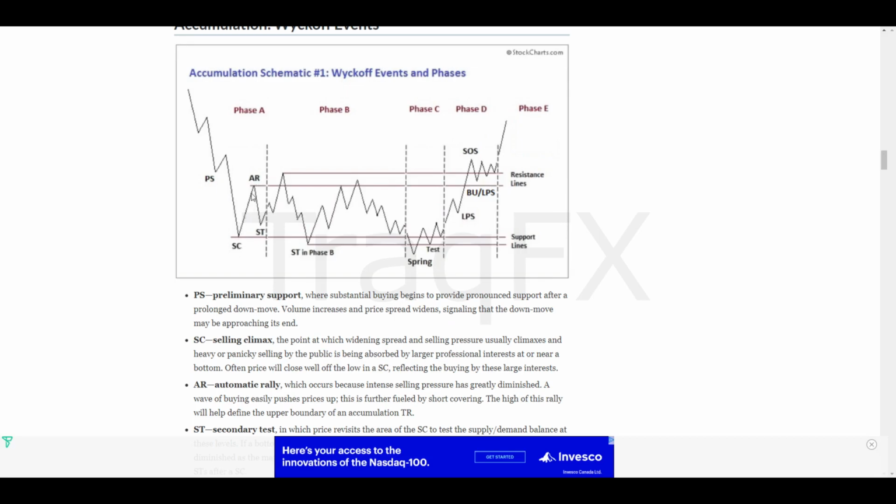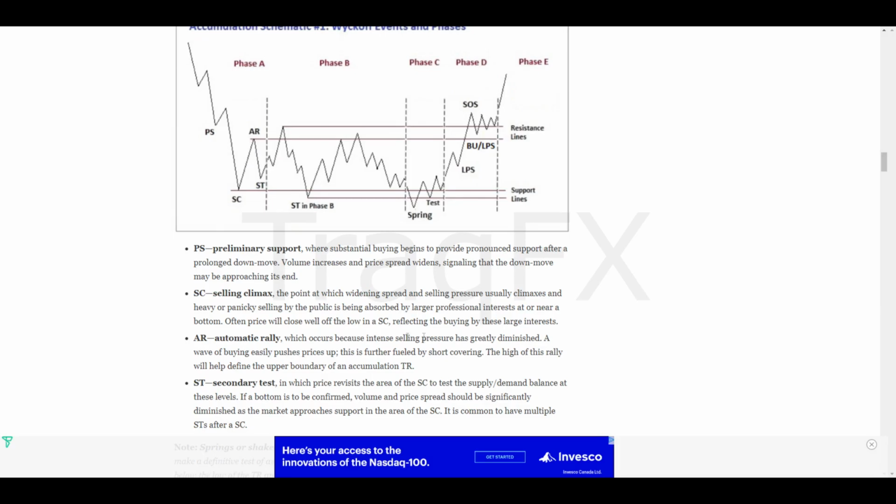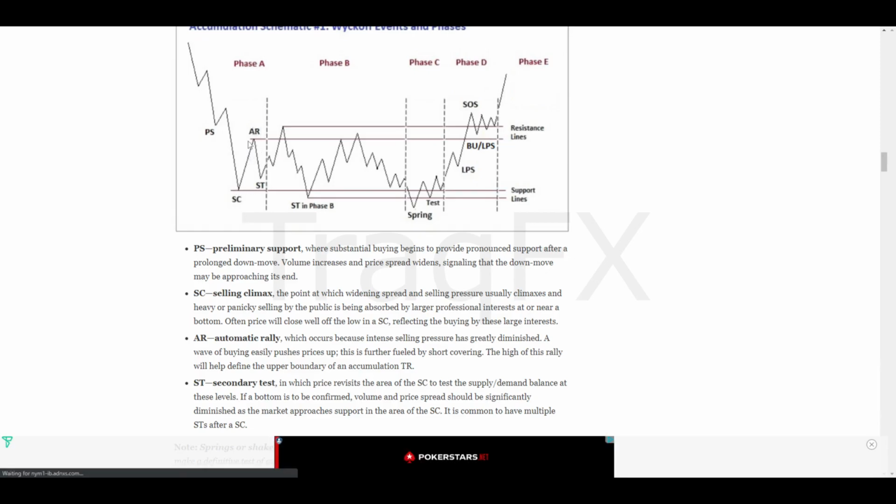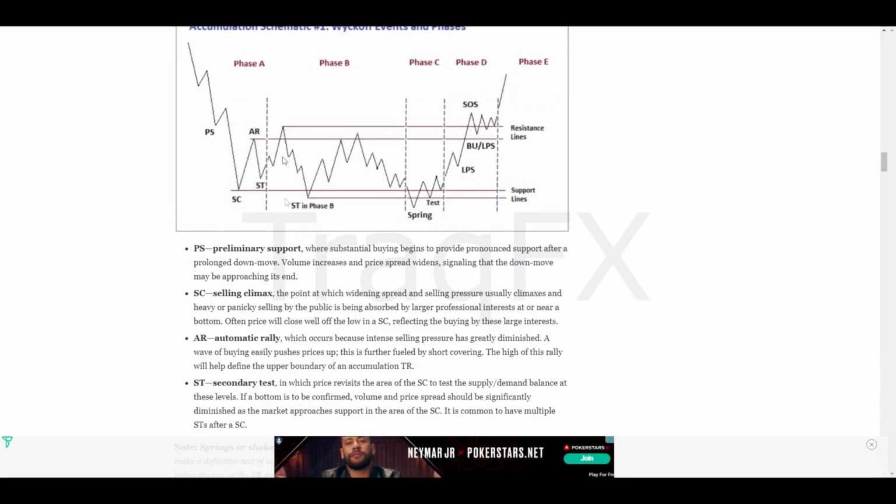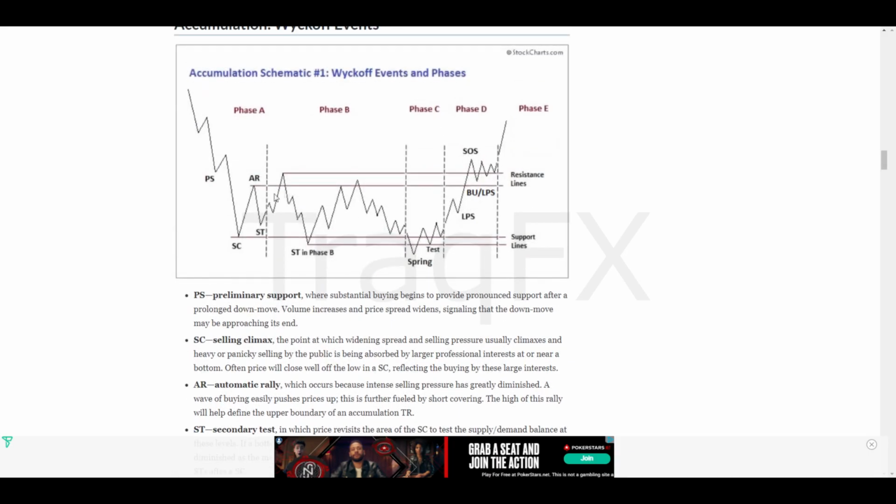So right after the selling climax, what you're going to see is an automatic rally. The automatic rally is basically an immense amount of buying pressure, and they make a rally towards the PS, which occurs because intense selling pressure has greatly diminished, meaning it's gone. A wave of buying easily pushes price up, so a bunch of people are buying right over here where my cursor is, and this boosts price up, which creates a lot of momentum towards the upside. This is further fueled by short covering. The high of this rally will help define the upper boundary of an accumulation trend. So yeah, that's basically what an AR is.